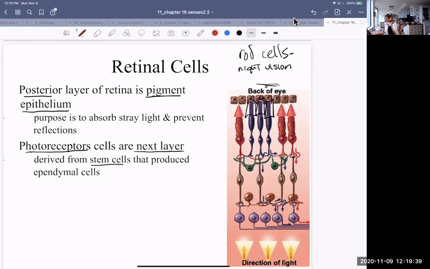And the ones that look like cones here, the whole thing is a cell though. The whole thing is a cell. Just the top part looks like a cone. These are your cone cells. They detect color vision and light.